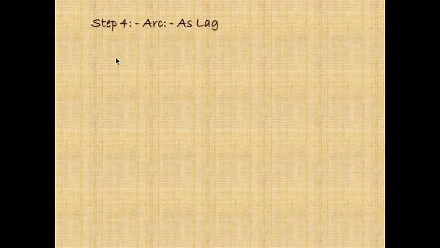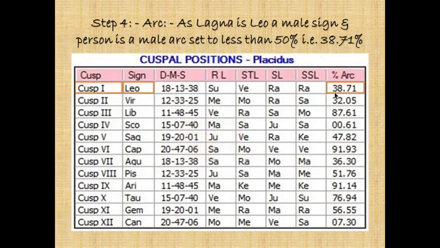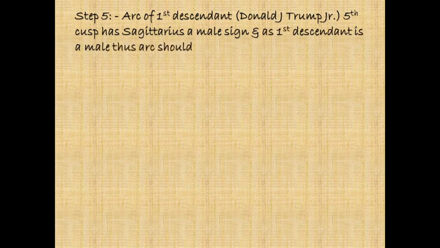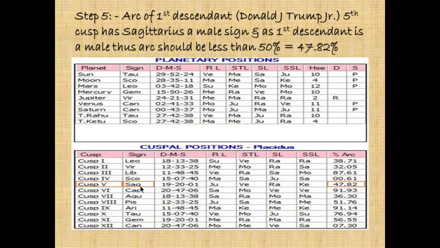Moving to the fourth step, that's arc. As Lagna is Leo and Leo is a male sign and Mr. Trump is also a male, arc should be less than 50. So arc here was set to 38.71, that's less than 50. Then step 5, arc of first descendant. Mr. Trump's first son, Donald J. Trump Jr. Fifth cusp is connected to first son. In the fifth cusp, the rising sign is Sagittarius. Sagittarius is a male sign, and as Mr. Donald J. Trump Jr. is also a male, arc should be less than 50. So arc here is 47.82, that's less than 50.